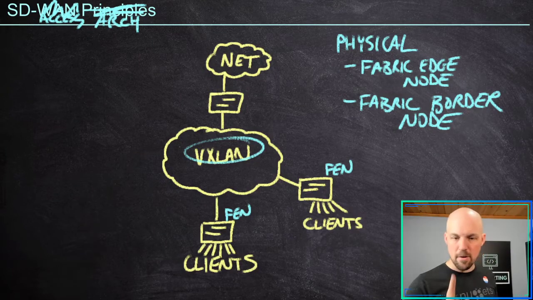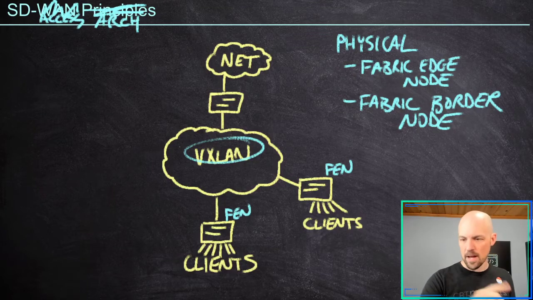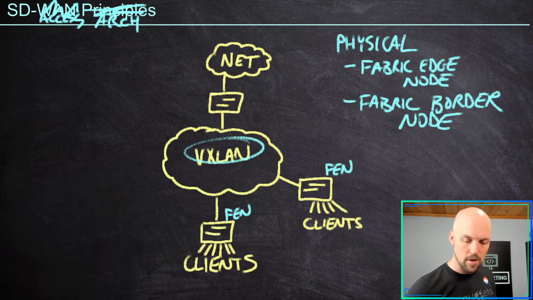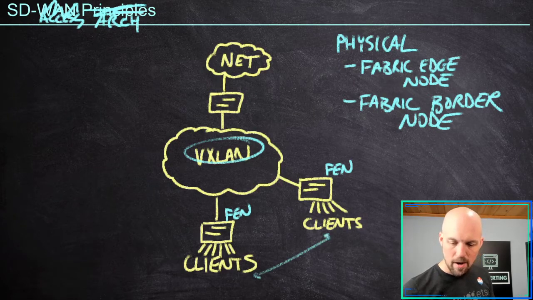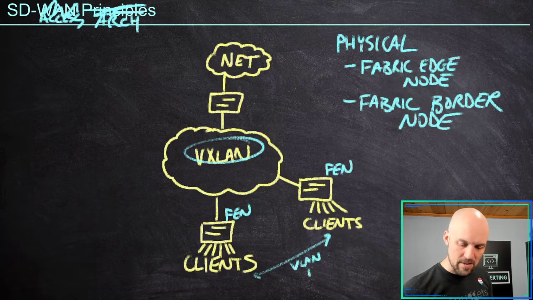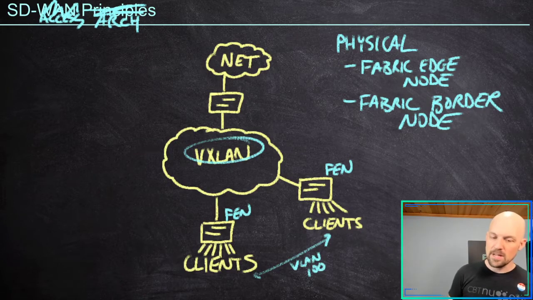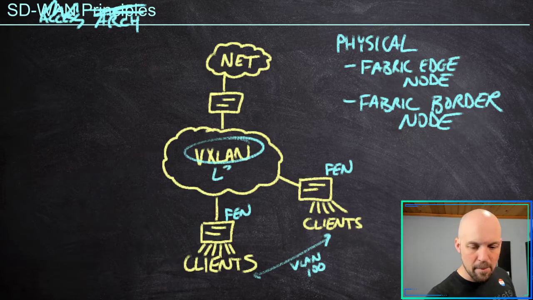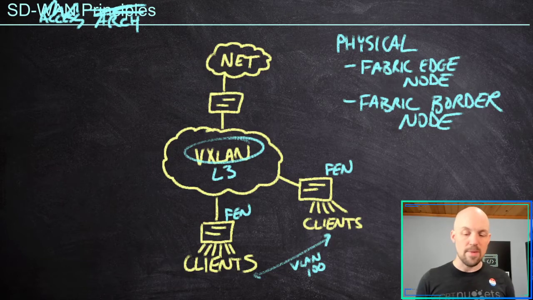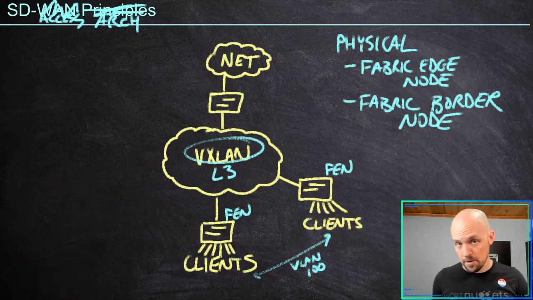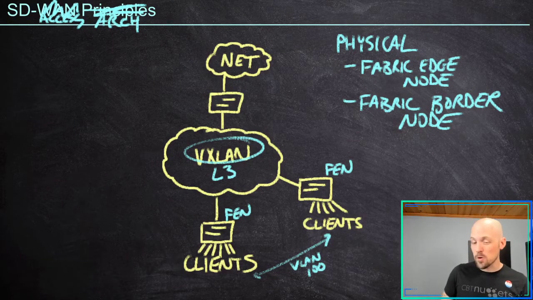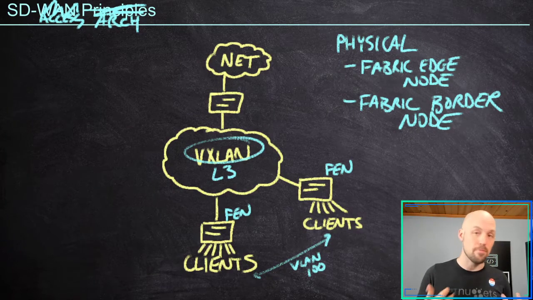And so if we think about it from a, I guess I'm jumping back to fabric edge node, but if we think about it from the perspective of a campus network, oftentimes these clients might all be on the same VLAN, let's say VLAN 100. And so if I'm building a layer 3 fabric here where all of my access layer switches are connecting to each other at layer 3, well, we know from traditional network design that as soon as I hit a layer 3 boundary, I can no longer expand my VLANs.